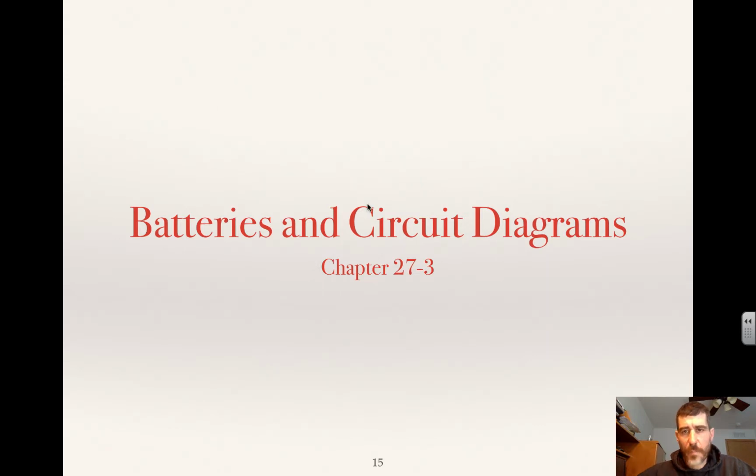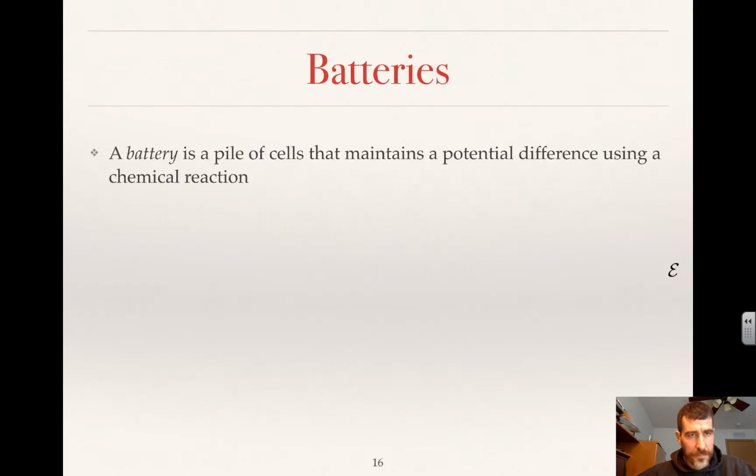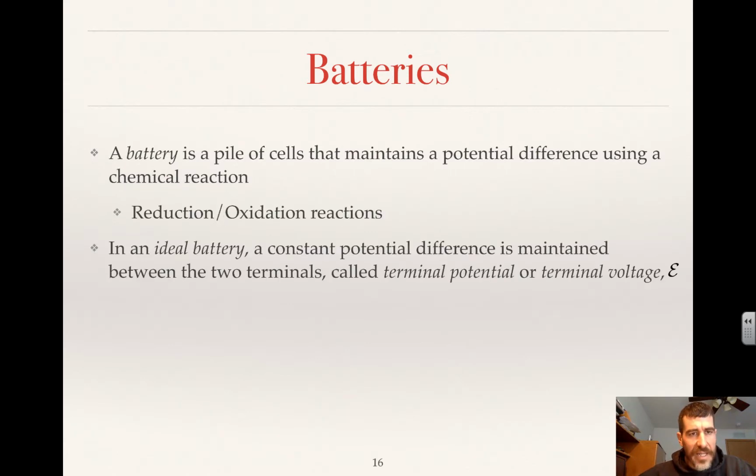So this video is going to cover batteries and circuit diagrams, which is in chapter 27-3 of the textbook. Okay, so first off, what exactly is a battery? Well, a battery is a pile of chemical cells, and it maintains a potential difference by a chemical reaction. So these are reduction-oxidation reactions, and they actually maintain a potential difference.